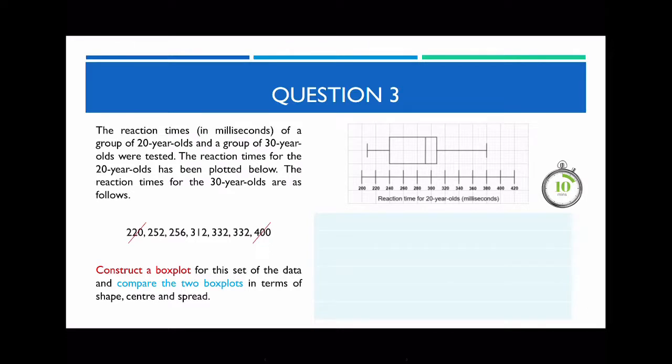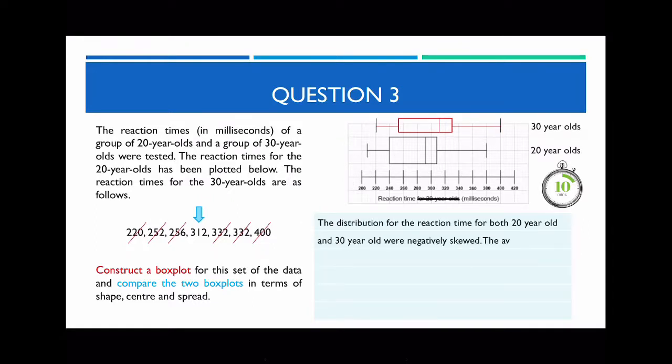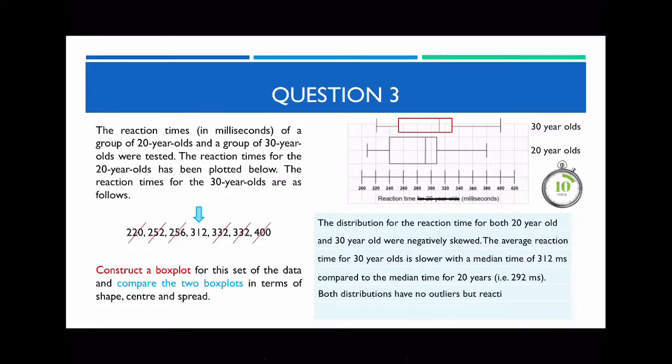So if you do this again, make sure you're comparing based on its shape, center, and spread, as well as outliers if present. If you did that, then your answer in this case should be something similar to my answer as shown below. So I said the distribution for the reaction time, notice again I'm including the context, for both the 20-year-old and 30-year-old were negatively skewed. The average reaction time for the 30-year-olds is slower.